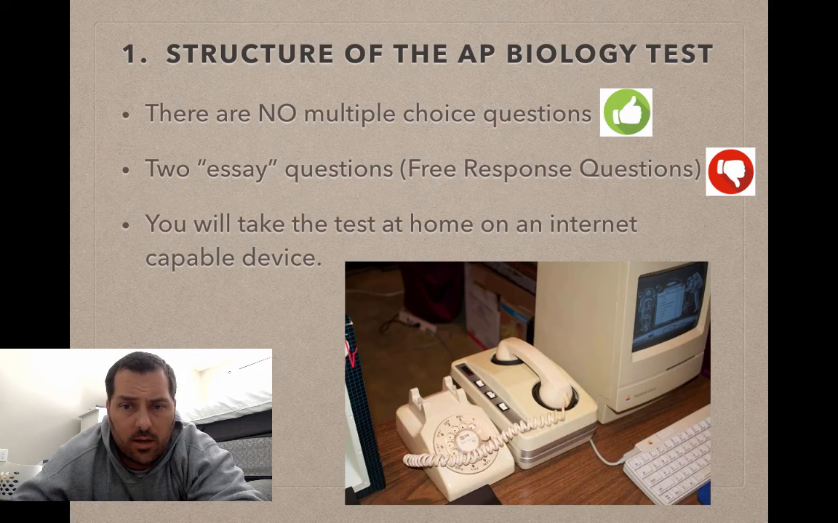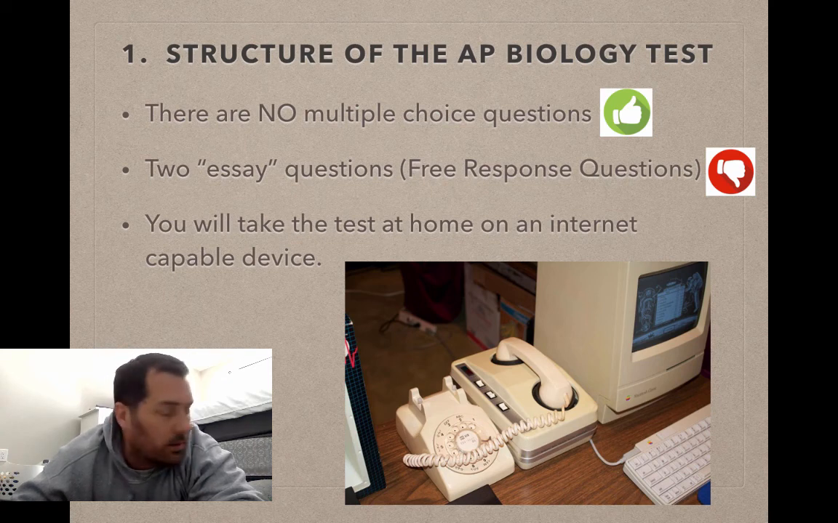You're going to take the test at home, and they assure me that you could use any internet capable device. I would suggest that you probably use a laptop. It sounds like you're going to be typing essay answers. To me, typing fast on a phone doesn't sound like it would work out very well.